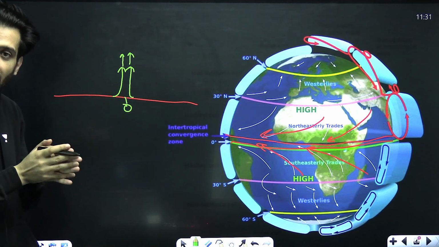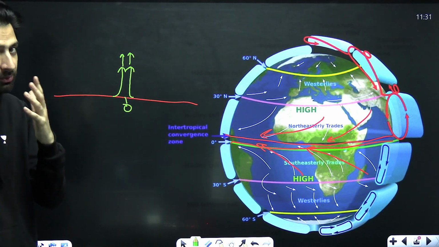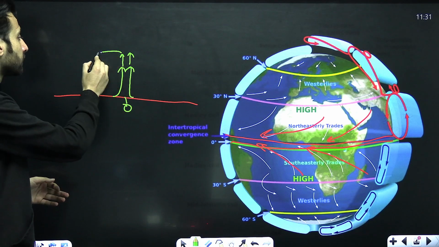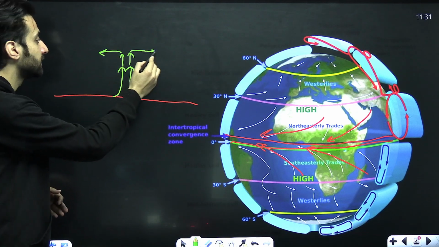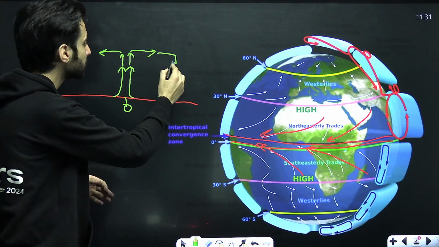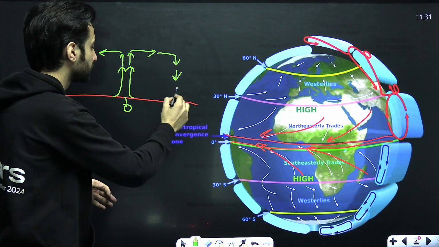So the statement that ITCZ causes deserts, is it possible? No, but the deserts will be somewhere where it will reach and then diverge like this in the upper atmosphere, upper troposphere, and eventually at one place it will start to come down.